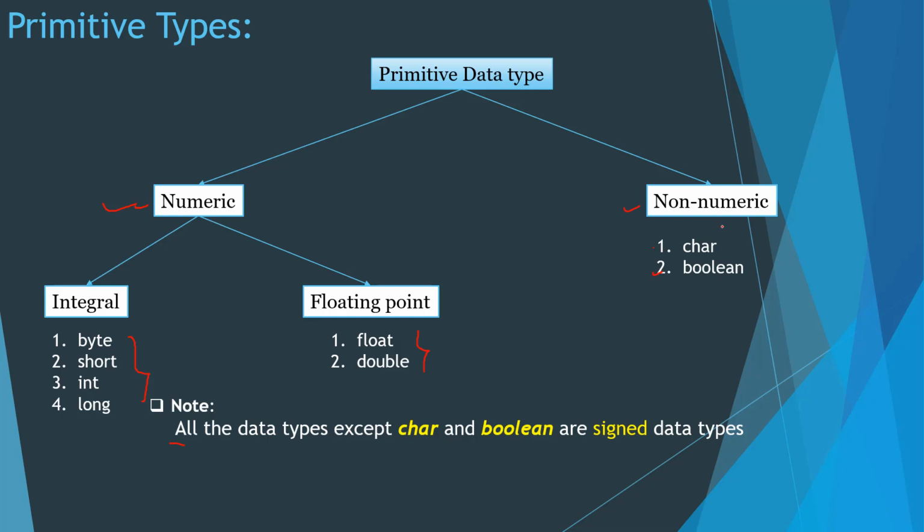Simple. So there are two non-numeric data types, char and boolean, and the numeric data types can be further classified into two more categories, integral and floating point. In integral we have four data types possible, and in floating point we have two data types possible, float and double. So let's just discuss these integral data types in detail first.